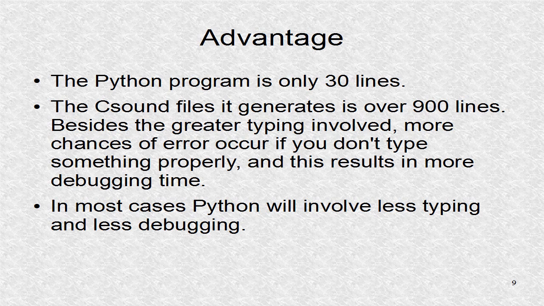9. If you were to look at the Csound file, it will be over 900 lines. The Python program is only 30 lines. We can make the Python program smaller by removing empty lines, etc. But this results in more confusing code. We only have to type the Python lines correctly rather than typing everything correctly in the Csound file. This would result in less debugging time.